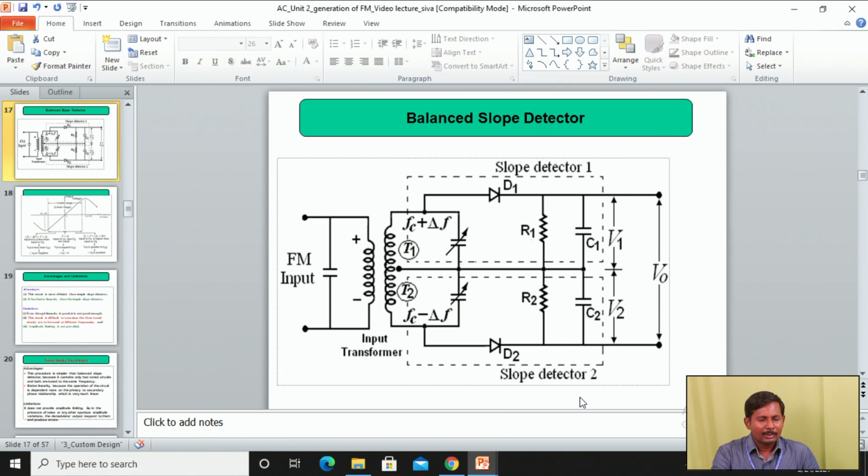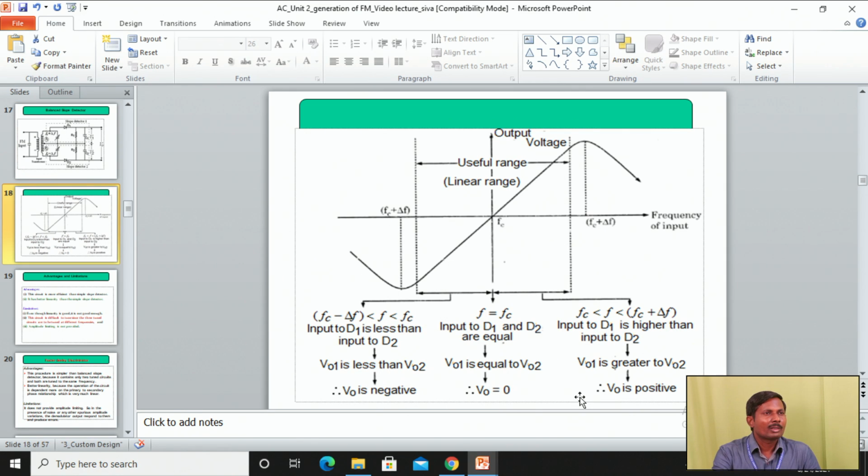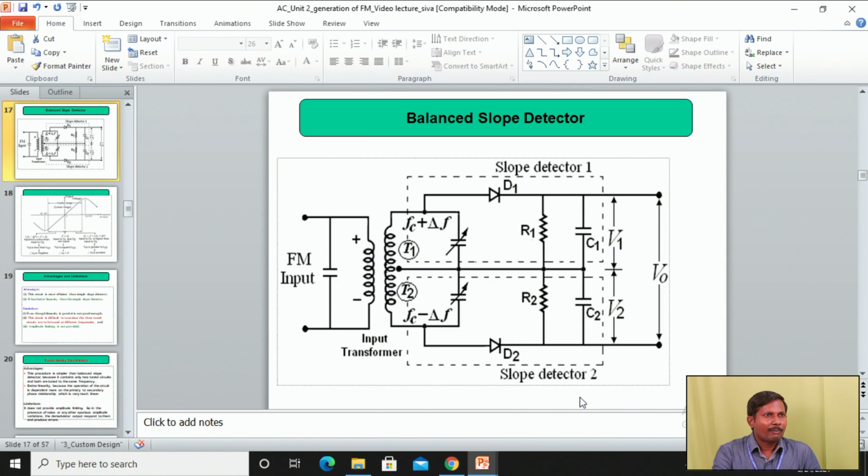In slope detector 1 and slope detector 2, across capacitor 1 and capacitor 2, we are going to take the voltage. V1 is the voltage across capacitor 1, V2 is the voltage across capacitor 2.